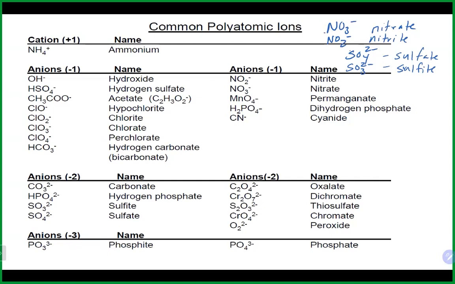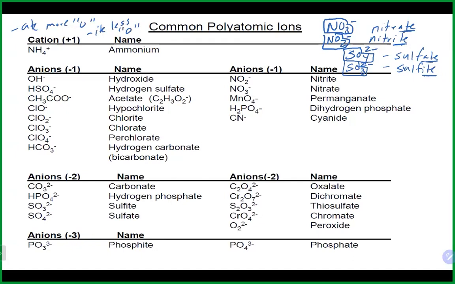They all have the same charge in this case, right? NO3- and NO2- both have exactly the same charge. The only difference is the number of oxygens. The one with more oxygens in this group ends in -ate, and the one with the least oxygens ends in -ite. Here, SO4 2- and SO3 2- both have the same charge. The one with more oxygens ends in -ate, and the one with the least oxygens ends in -ite. So usually the one that ends in -ate has more oxygens, and the one that ends in -ite has fewer.